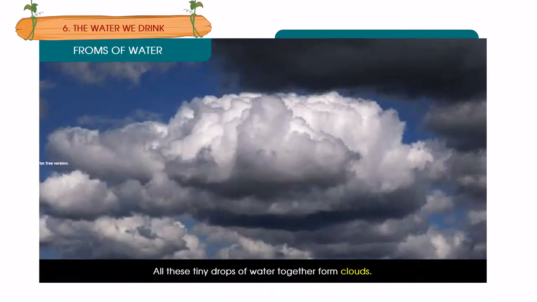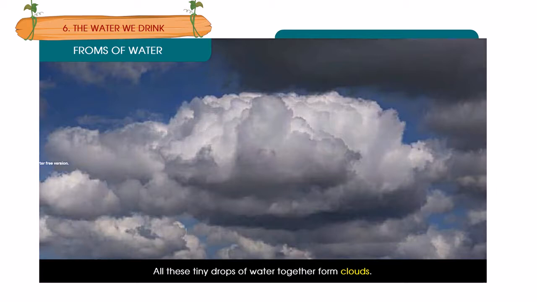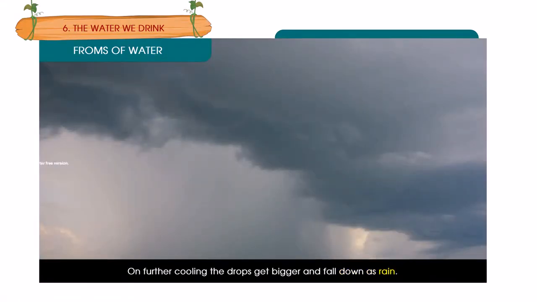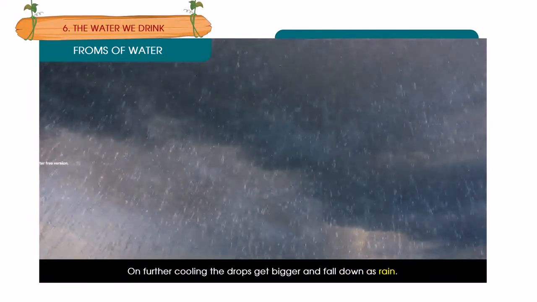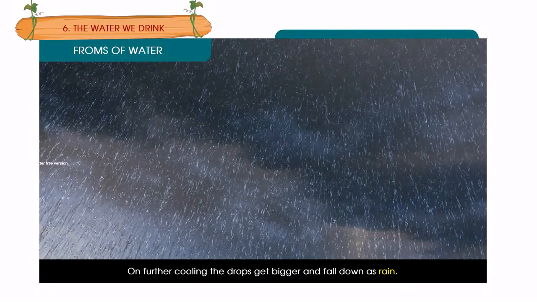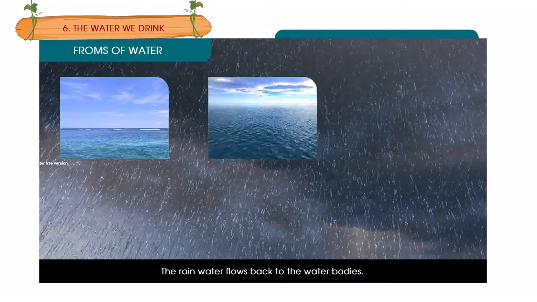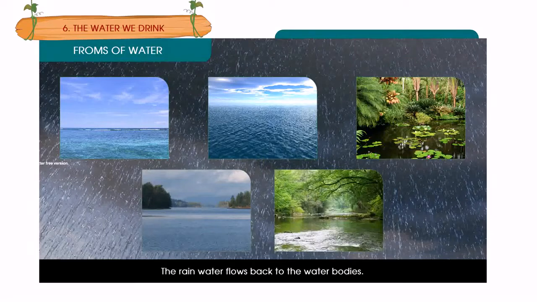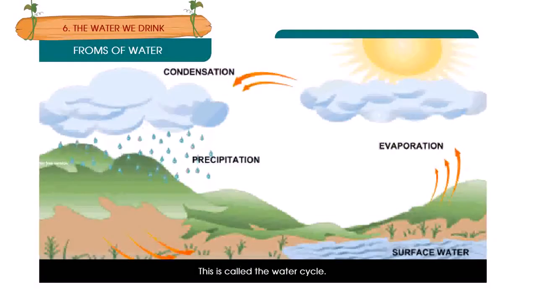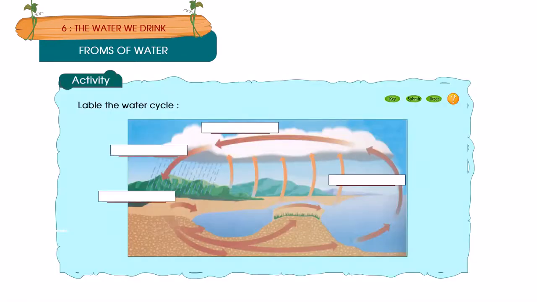All these tiny drops of water together form clouds. On further cooling, the drops get bigger and fall down as rain. The rainwater flows back to the water bodies. This is called the water cycle. Activity. Label the water cycle.